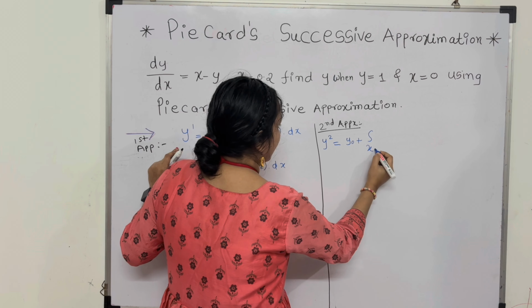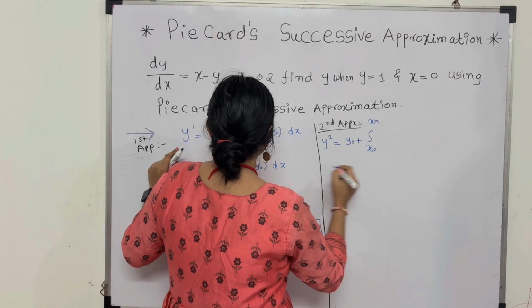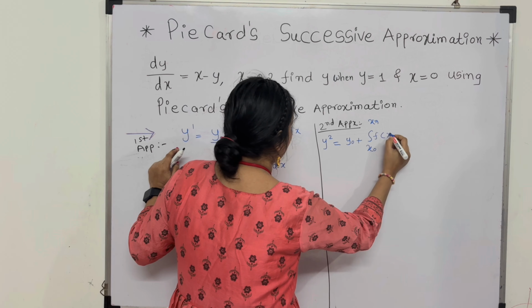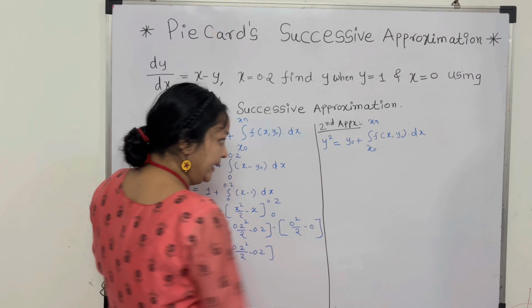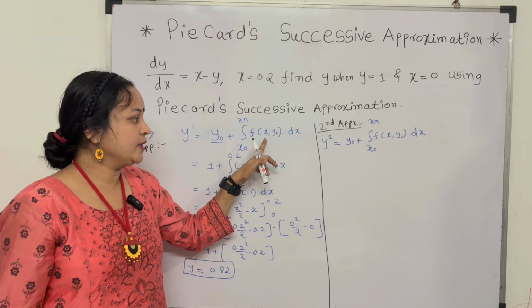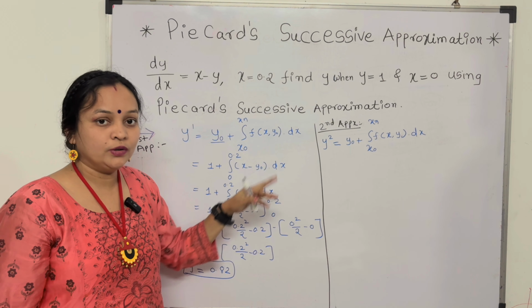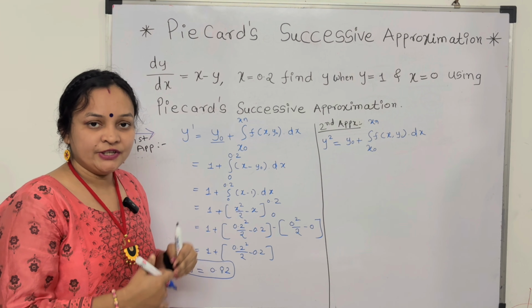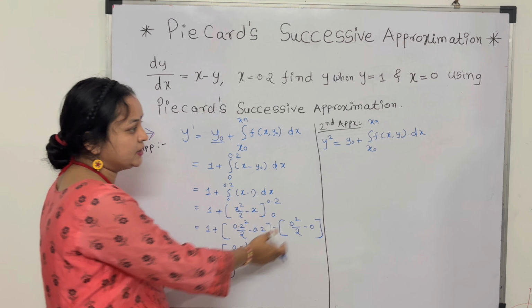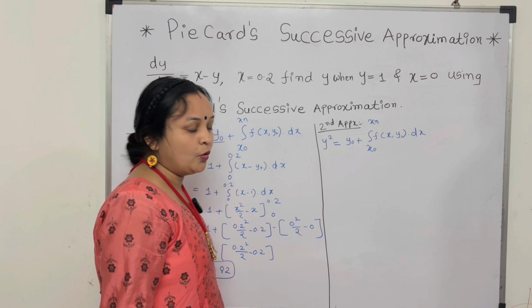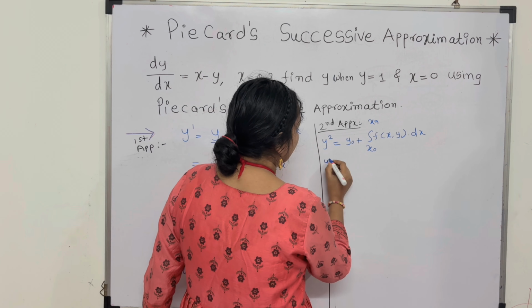the integral from x0 to xn of the function f(x, y1) dx. Because in the initial stage you were supposed to consider y0, that is the initial value. But now you have already found the value of y1, so you are supposed to consider y1 over here, right? So just put the value of this.